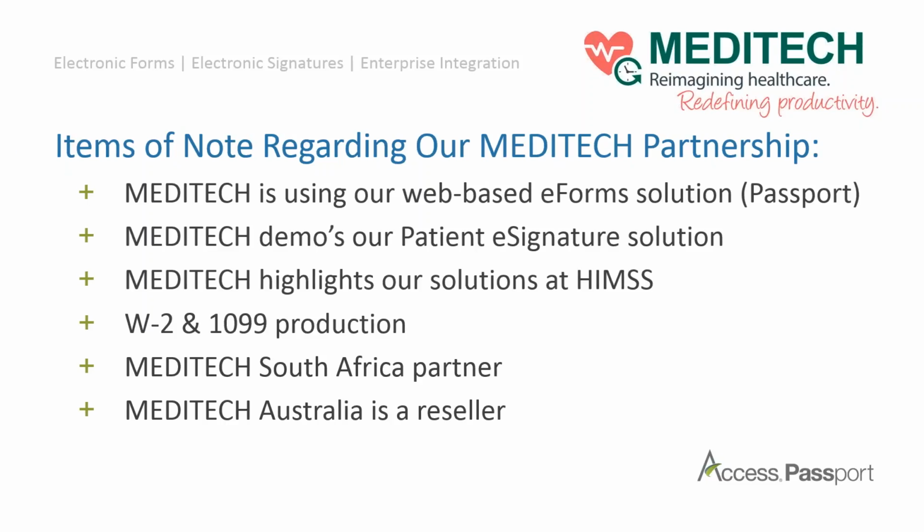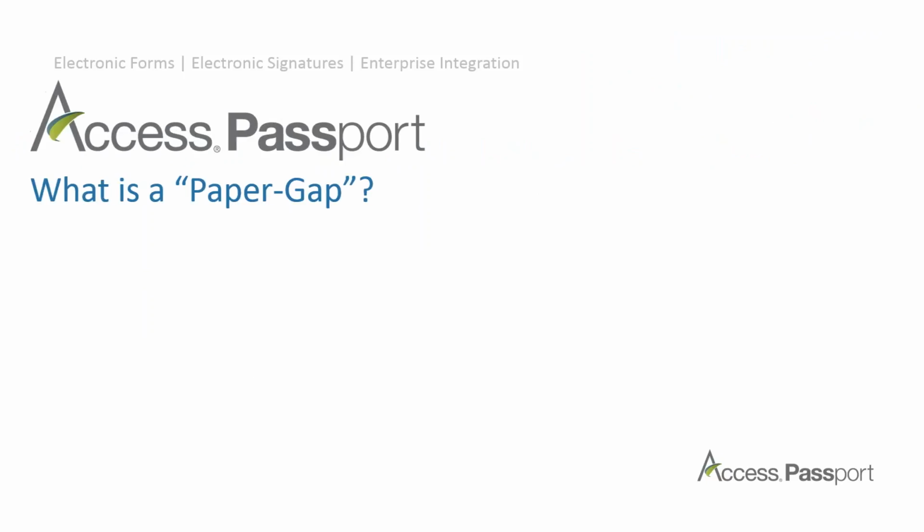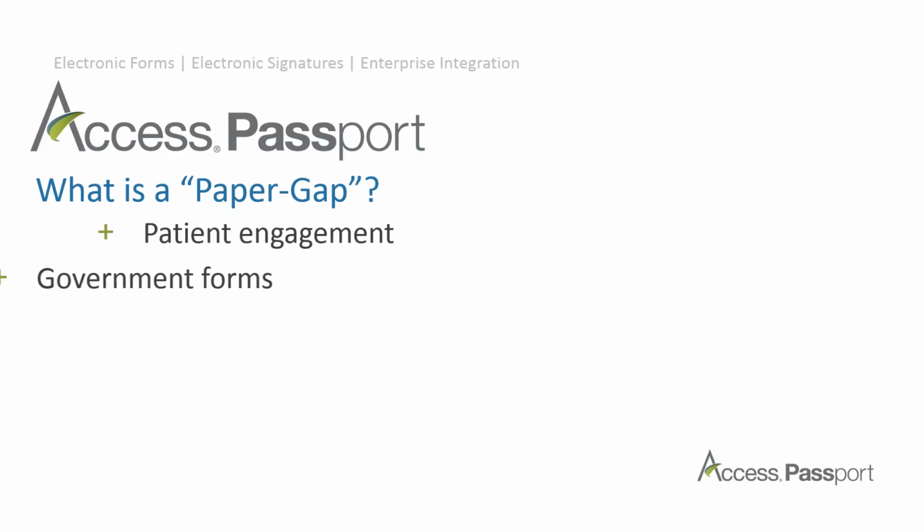So moving on, here's the problem that we are seeing these days, and this is really focused on patient e-signature. We talk to our clients and they tell us that they've got some paper here and some paper there in their organization. What we've started to call these documents, these forms, these pieces of paper that are floating around, is paper gaps. So think of these as paper gaps. They're anywhere you have paper that sits in between your systems.